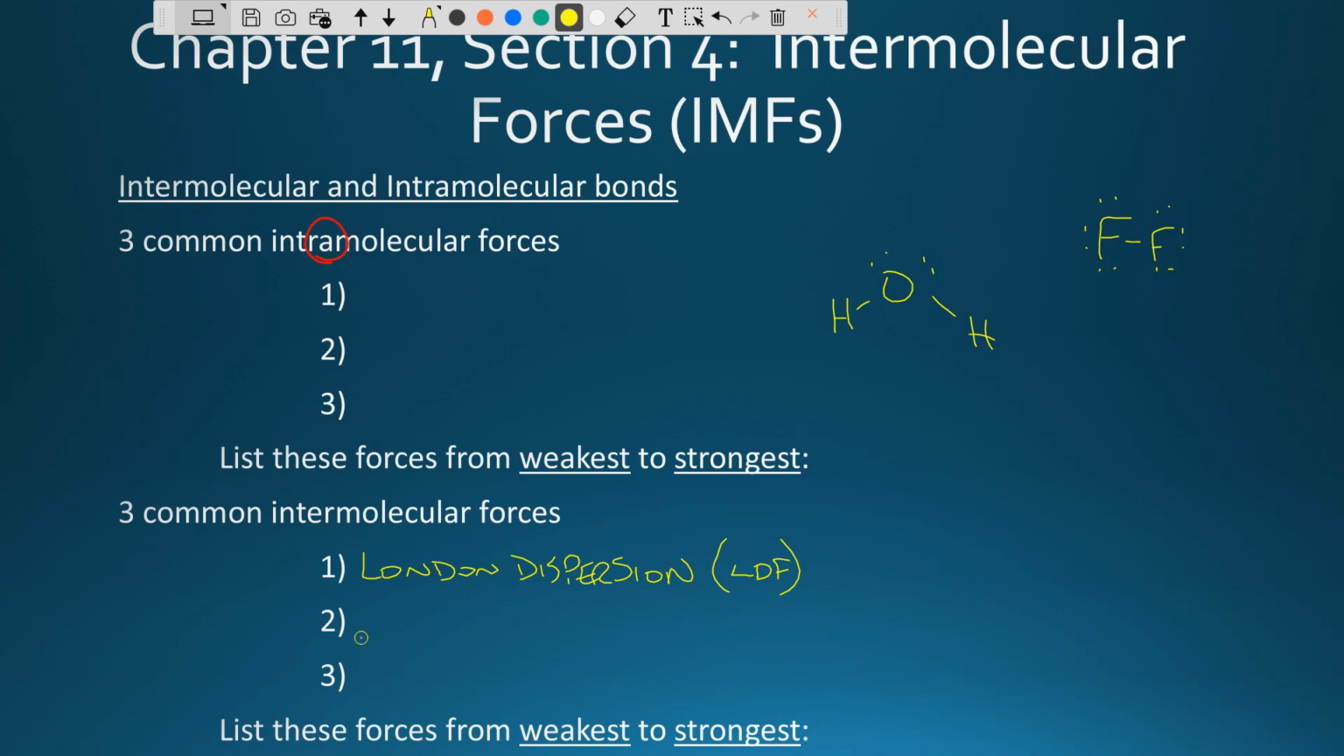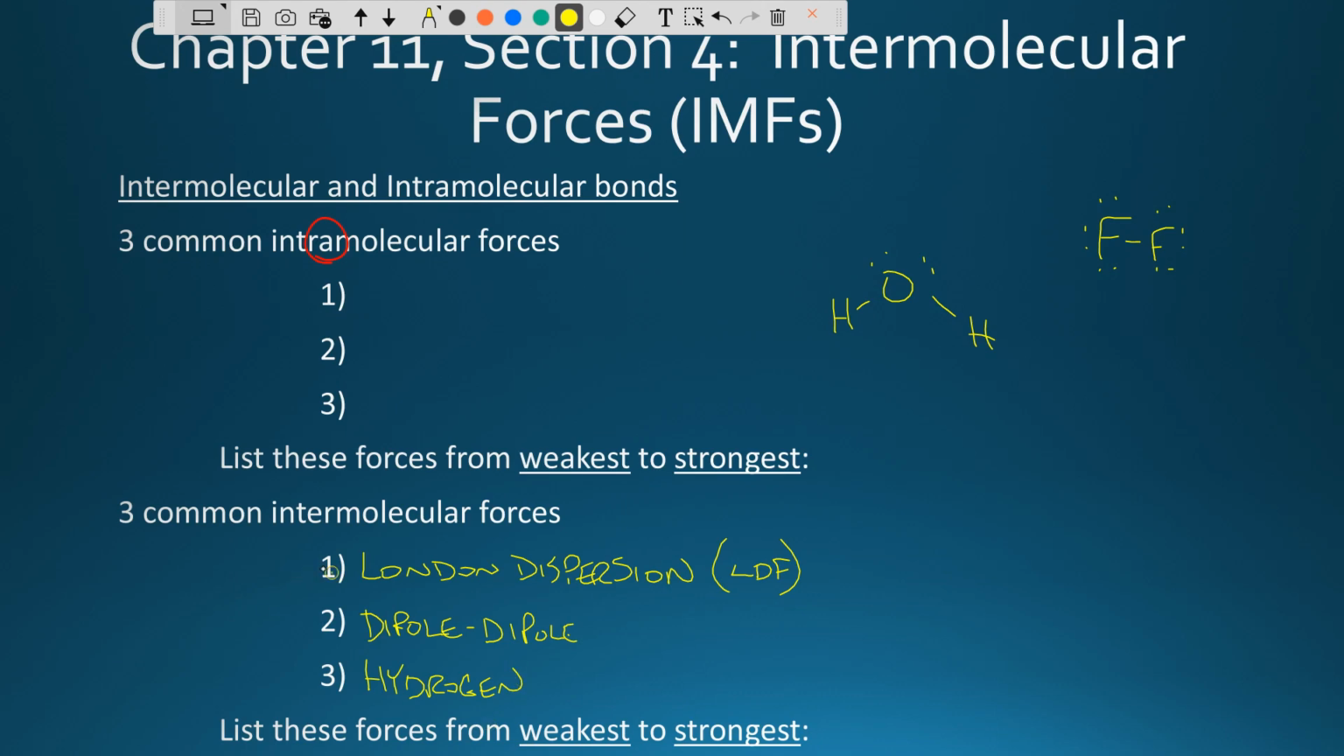A second type would be the dipole-dipole. This is for polar molecules like the example of water, and those are a little bit stronger because they are permanently polar. And then lastly is a very special type called hydrogen bonds, which obviously involve hydrogen with certain other elements.